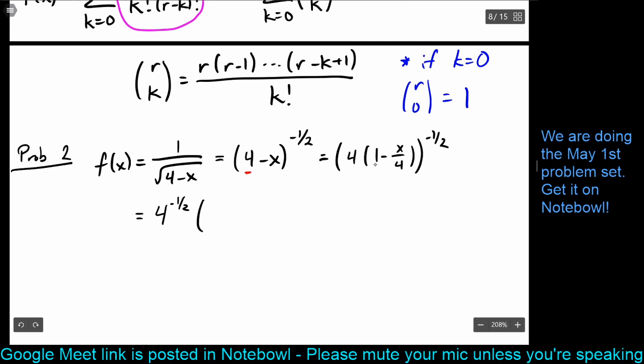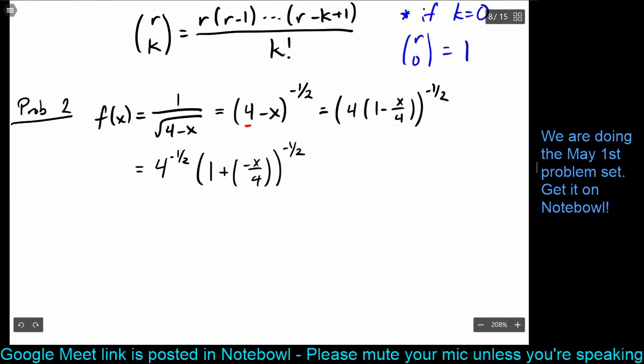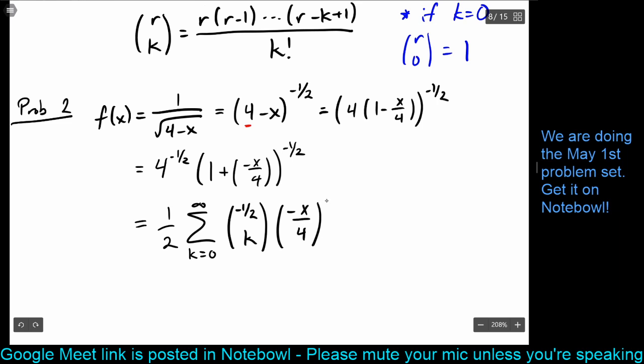And here, I really want 1 plus something. So I'm going to write this as 1 plus negative x over 4 to the minus 1/2. Right. And then it's now at a point where I can hit it with the binomial series stuff. So 4 to the minus 1/2, that's 1 over square root of 4. So that's 1/2. Then we have our series from 0 to infinity, negative 1/2 choose k, negative x over 4 to the k.